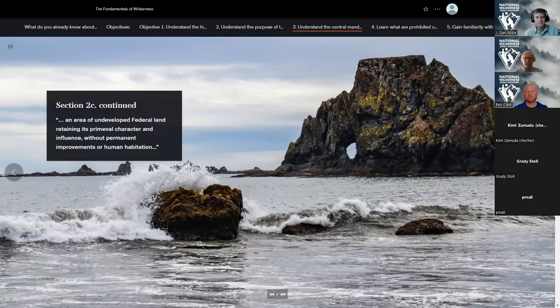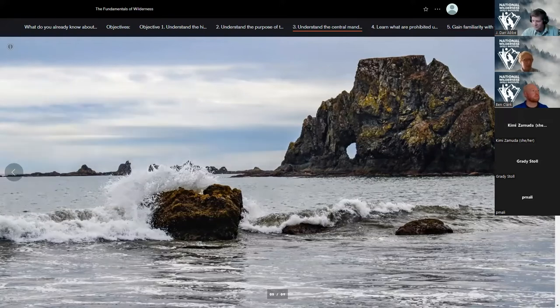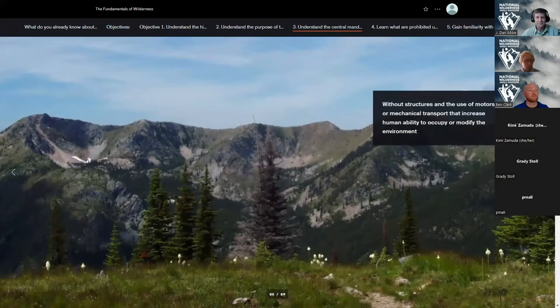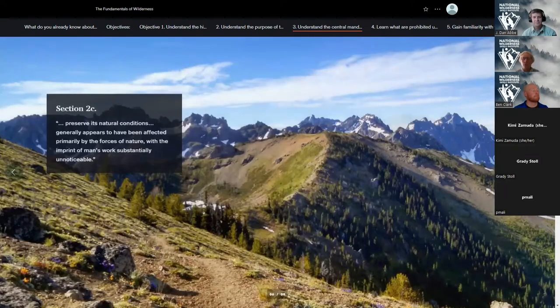So when we talk about undeveloped, we are thinking about the imprint of human work is substantially unnoticeable without permanent improvements or the sights and sounds of modern human occupation. We can go to the next one, Ben. So it's without structures and the use of motors or mechanical transport that increase the human ability to occupy or modify the environment. And then the next one is natural.